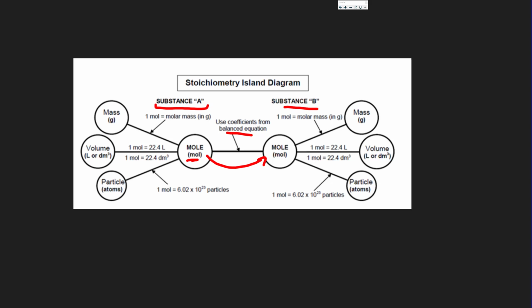That doesn't mean that it has to be on the product side. It could be another reactant that you want to figure out. And once you have the moles, if the question is asking you to find mass, then you can convert to mass. If it's volume, you can do that. And particles, you can also do that as well. So this is a good visual to give you a hand if you need that extra help.